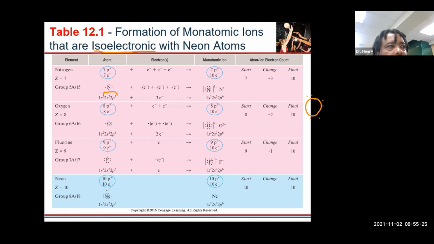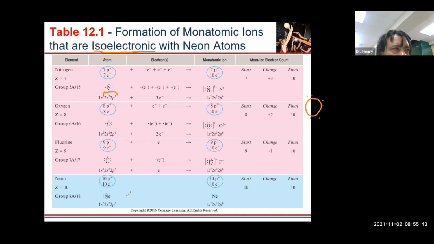Okay, and if we look at neon, neon is totally happy. It has 8 valence electrons in that outer shell. So it has 8 around it. So it's like, it's cool. It's like, I'm good, you know? So it doesn't want to add anything else. Okay.